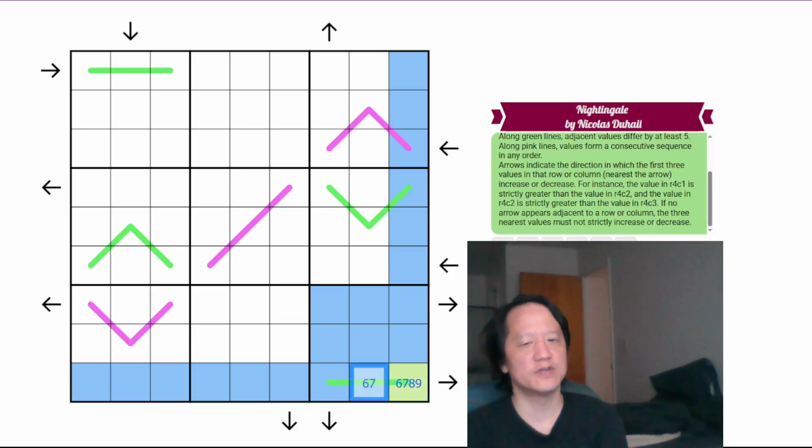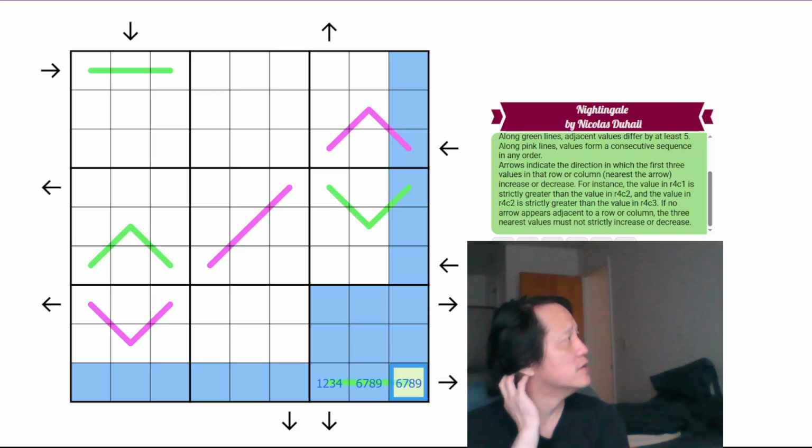So this is 6, 7, 8, 9. This is 6, 7, 8, 9. This is 1 through 4. That's not really, actually it could work. 4, 9, and then 8 doubled is 16, or 7 doubles 14. So that does work.